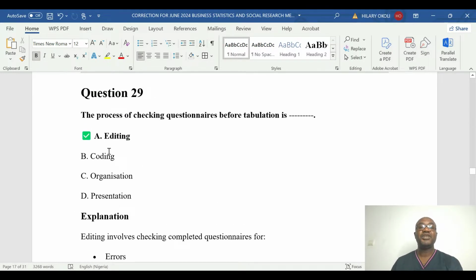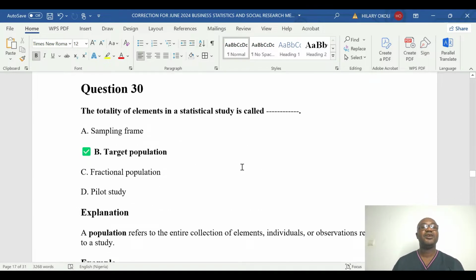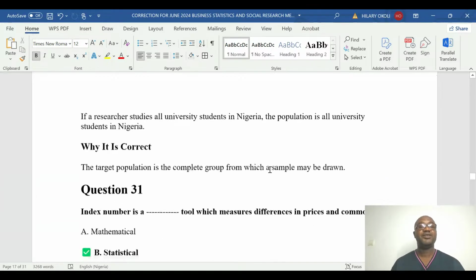The process of checking questionnaire before tabulation is editing. This is English, no need. The totality of elements in a statistical study is called the target population. A population refers to the entire collection of elements, individuals or observations that are relevant to the study. That's what it is.